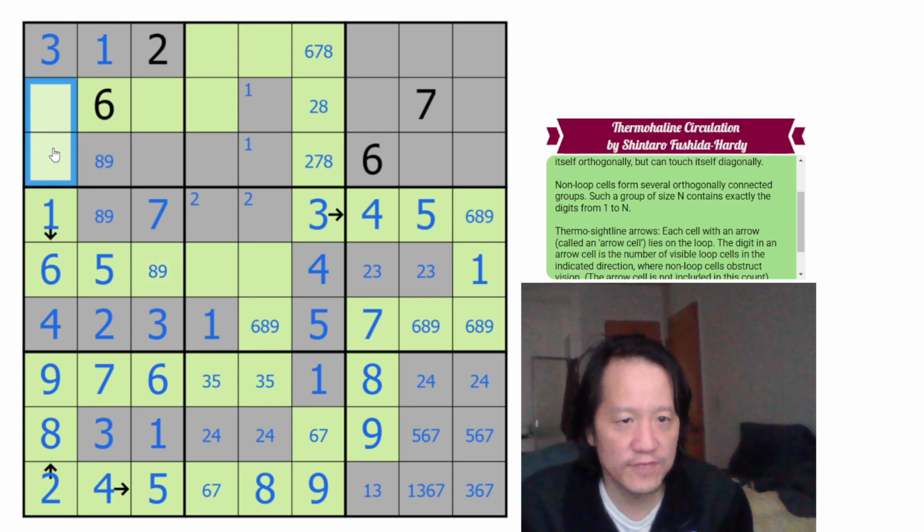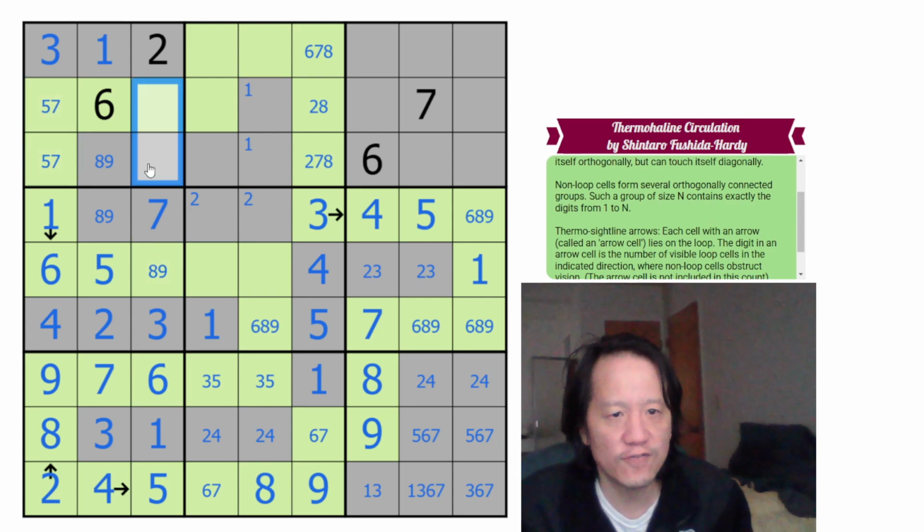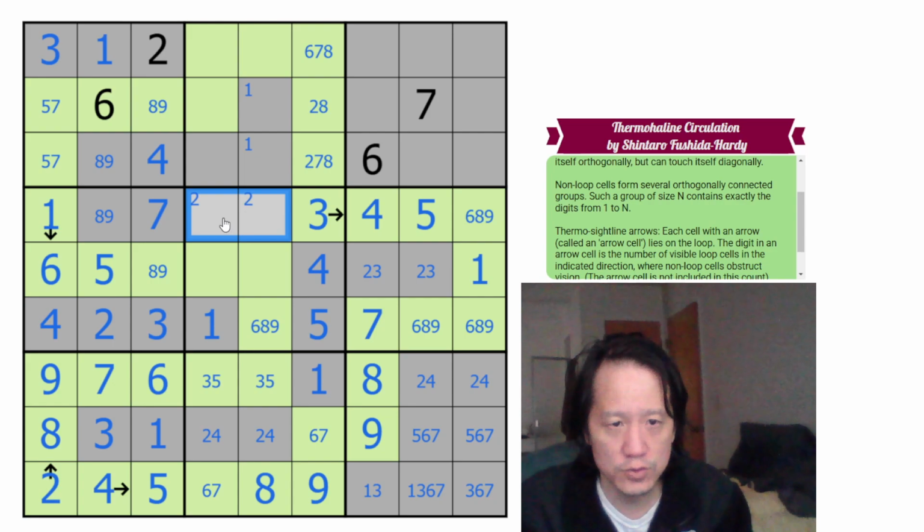This has to be 5 and 7 specifically, and we have 4, 8, and 9 here. Again, this can't have an 8 or 9 because there cannot be an 8 and 9 in the rest of the region because of the 8 and 9 pair. Therefore, this is 4. This can't be 8 or 9. This just has to be 8 or 9 here. This can't contain an 8 or a 9 either.